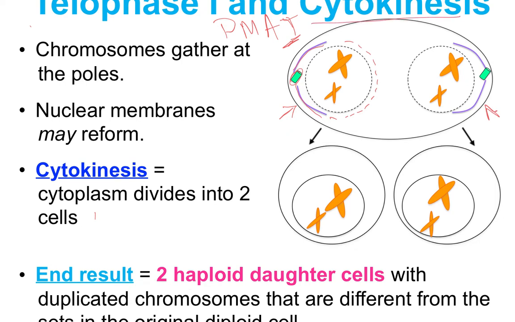Cytokinesis, or the splitting of the cytoplasm, the cell has to divvy up all of its nutrients and goodiness that's inside of it, not just its DNA, and contribute some part to each of the new cells. And so cytokinesis is when the cell divides into two, splitting its cytoplasm. And the end result is going to be these two haploid daughter cells with duplicated chromosomes. And they're different from the sets in the original diploid cell.